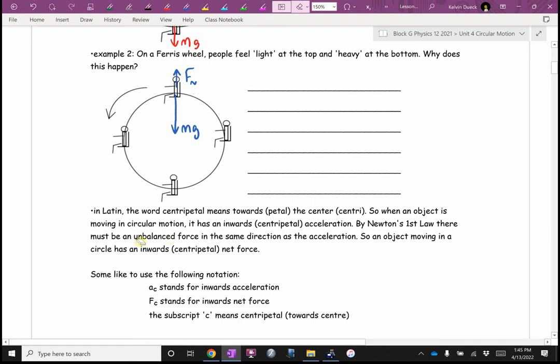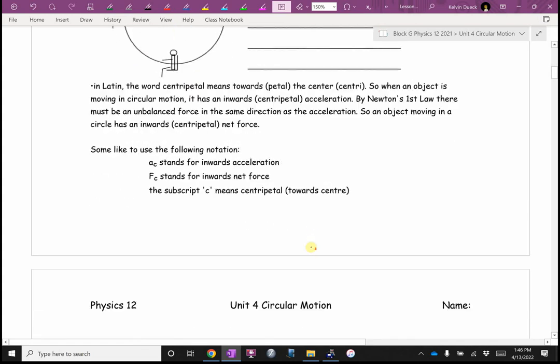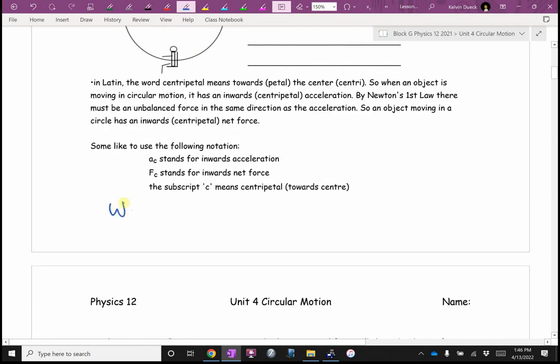When an object is moving in circular motion, it has centripetal acceleration. By Newton's first law, there also has to be an unbalanced force, so it has a centripetal net force. Winner minus loser equals FC. In fact, this is going to be our new equation. Winner minus loser equals FC.